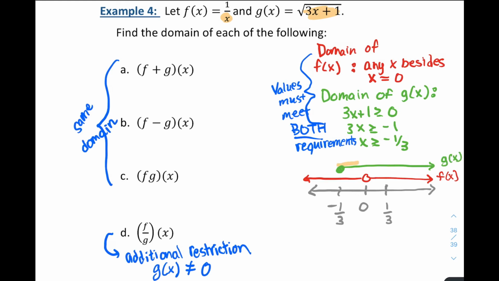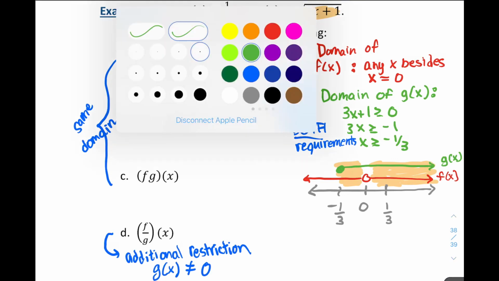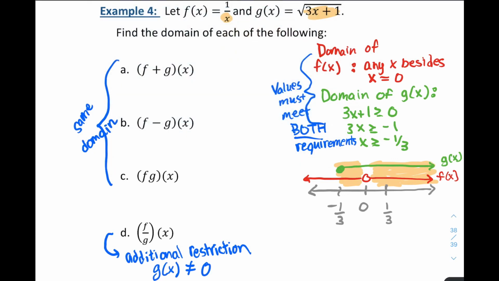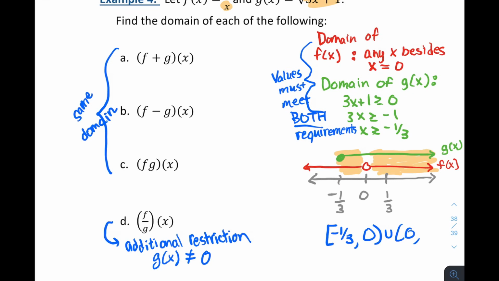Now, my values that meet both of these requirements are the places where those domains overlap. So from negative 1/3 to 0, and then skip over 0 because that doesn't work for f of x, and then starting back up from 0 to positive infinity. So my domain for a, b, and c is negative 1/3 with a bracket to 0, and then union 0 to infinity.